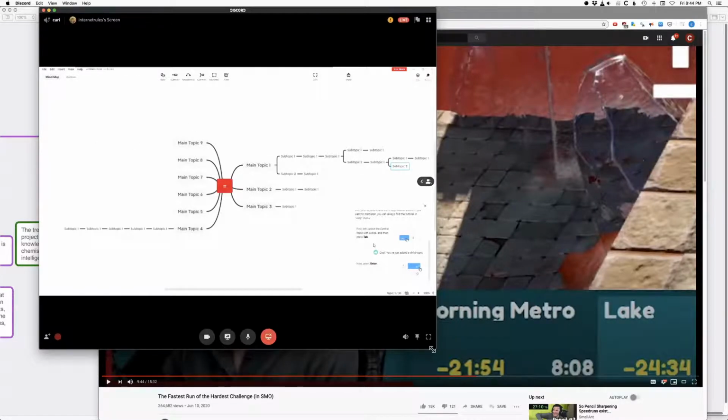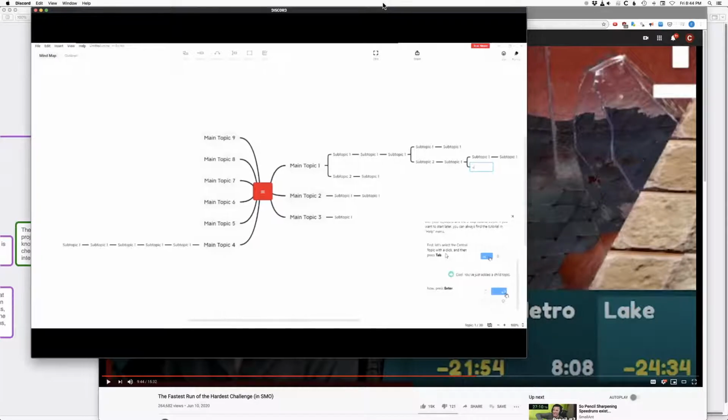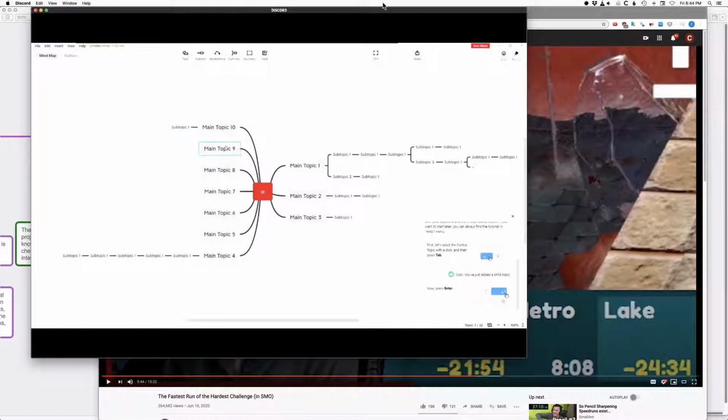Okay, yeah, I can see what you're doing. I was testing out the tab button. It opens a new, probably thing. Also enter for siblings. Okay, cool, you just had a challenge.